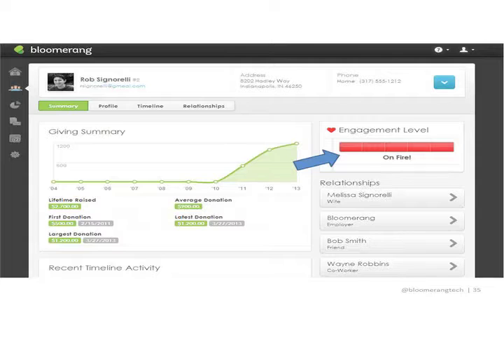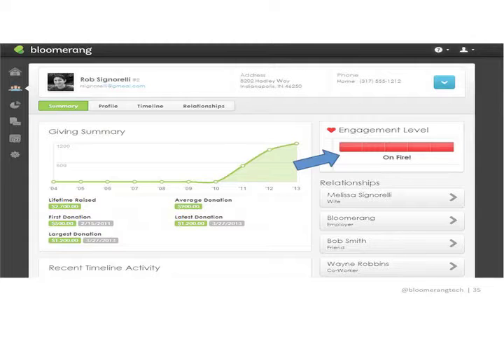Because think about it, if you found out that your retention rate is only in the 40s or 50s, if you could find those people that have been donors to you and their engagement level has fallen, they might be the ones that you might want to reach out to with a telephone call, with a personal visit, with a personalized email of something of that nature.